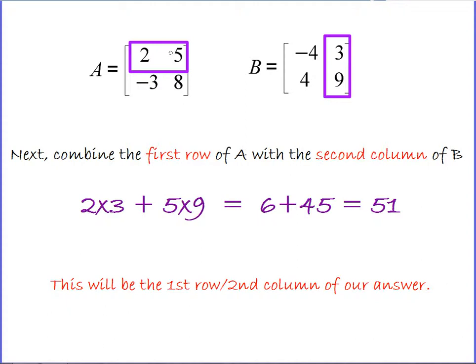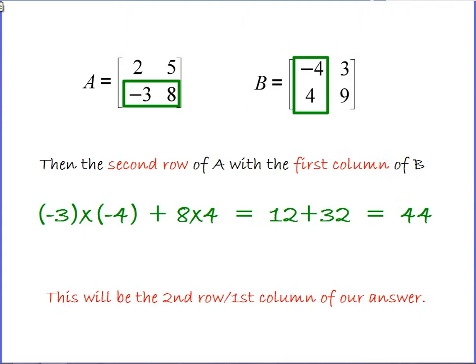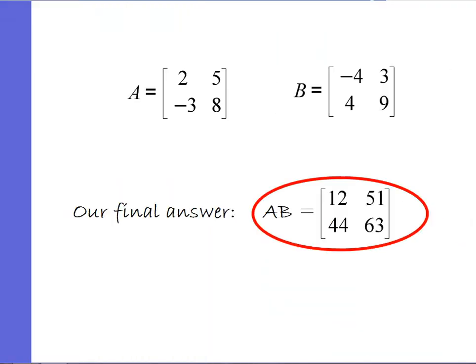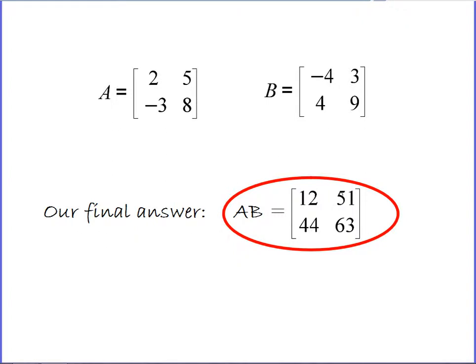Then I'm going to take that first row again and now combine it with a second column. So first element to first element, 2 times 3, second to second, 5 times 9, gives me 6 plus 45 for a total of 51. Because it was first row, second column, this is going to be element 1, 2 of my new matrix. I'm going to do the same thing with the second row, first column, and the same thing with the second row, second column. So that my new matrix becomes 12, 51, 44, 63.